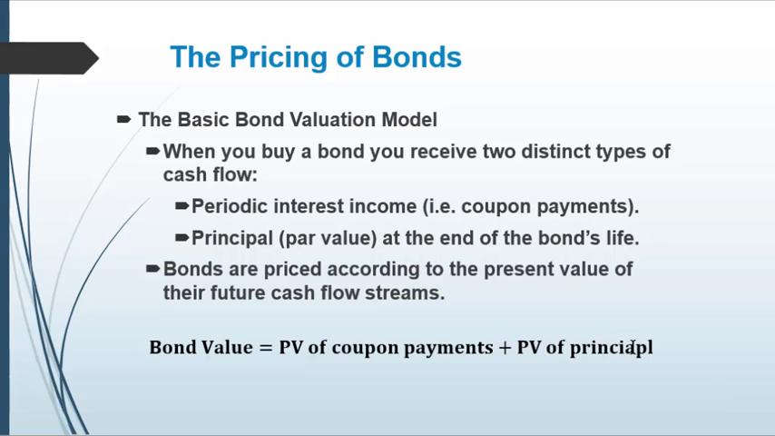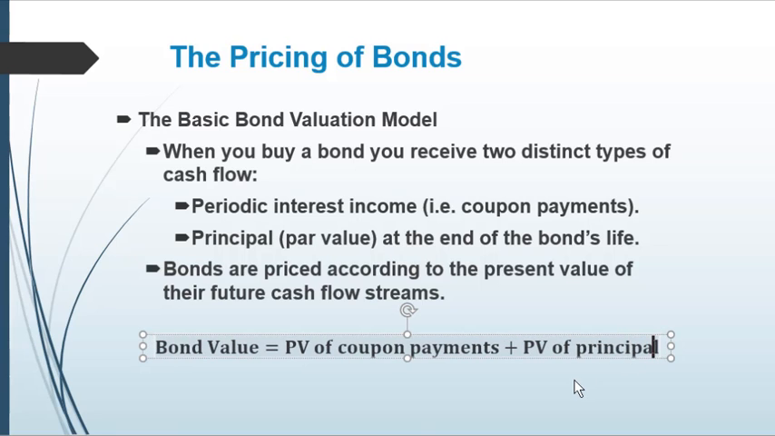So when you buy a bond, you get two kinds of cash flow. You get the coupon, that's the interest income, and you get the principal. And again, as we talked about earlier, since you know what these are, it makes the calculation actually a little easy. So the bond value is the present value of coupon payments plus the present value of principal.